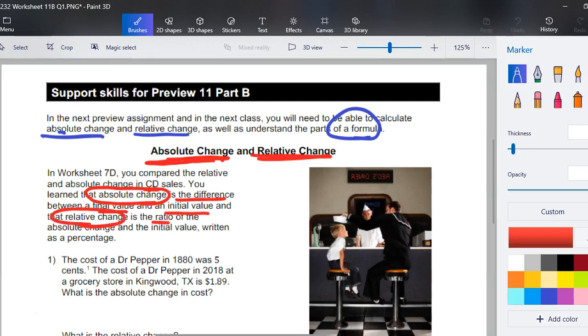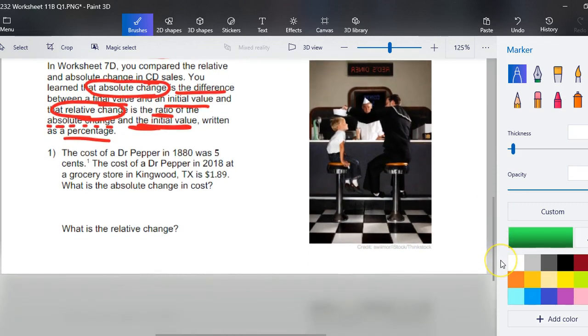Relative change is a ratio. It's a ratio of the absolute change, probably from above, probably you'll just reuse the calculation you already have, and the initial value in the denominator. And we usually write it as a percentage. So now's the time for you to hit pause. Go ahead and answer question 1, and then come back and we'll look at this and more together.